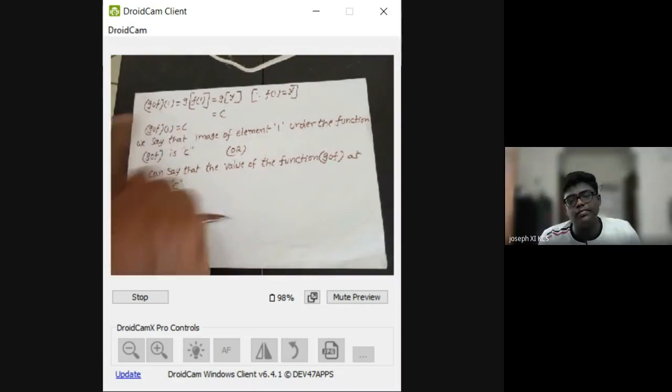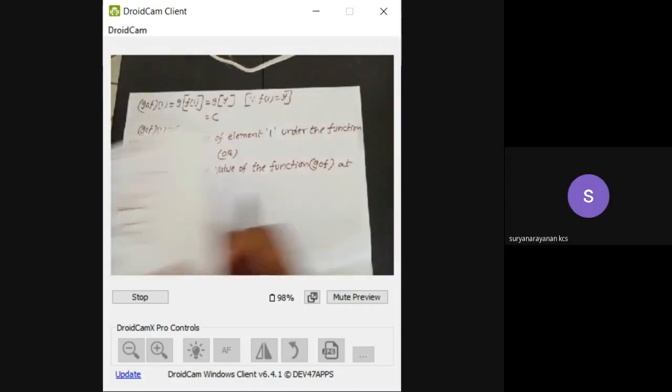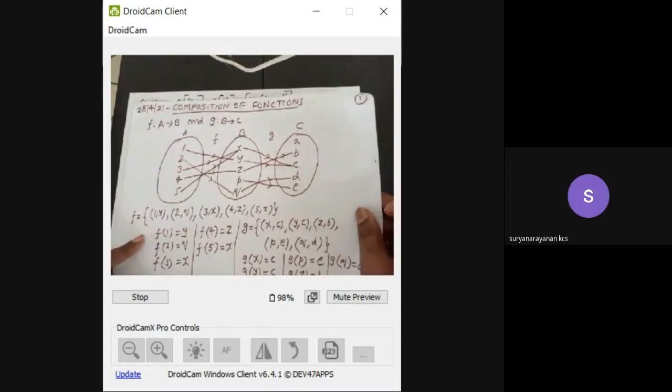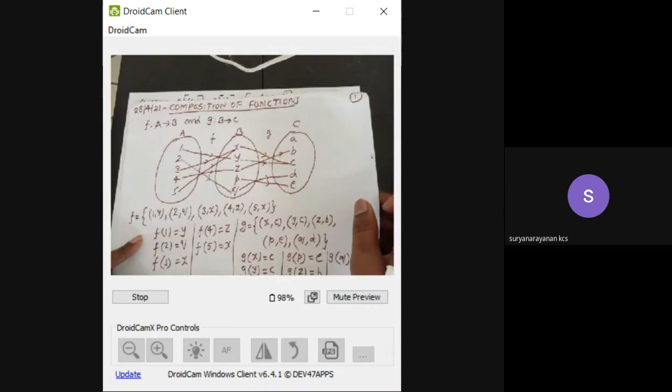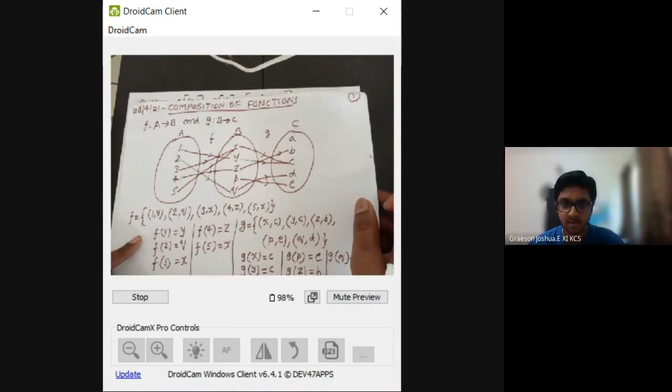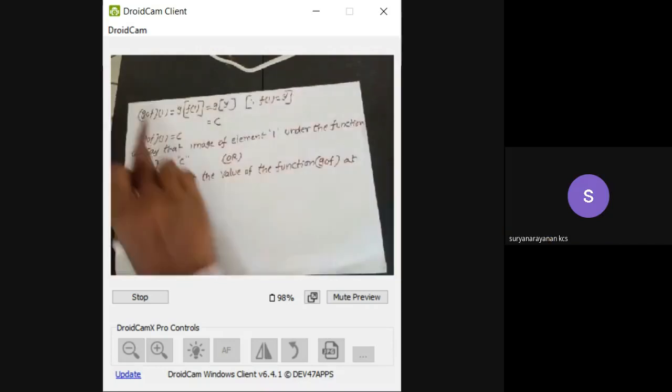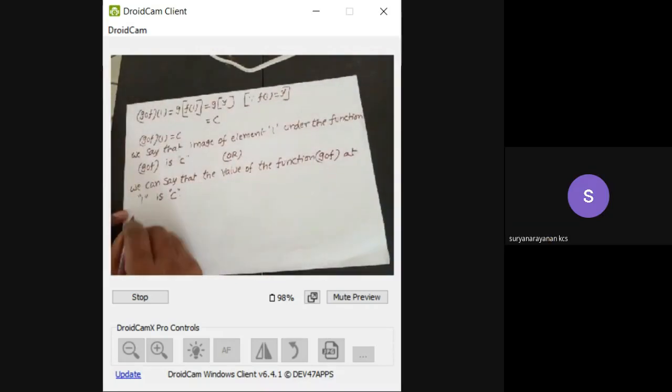Similarly, we have taken only the first element. In this domain, how many elements are there? 5 elements, sir. So 5 elements, but we have taken only the first element. Similarly, let us find G circle f of 2. G circle f of 2. Can you tell me?